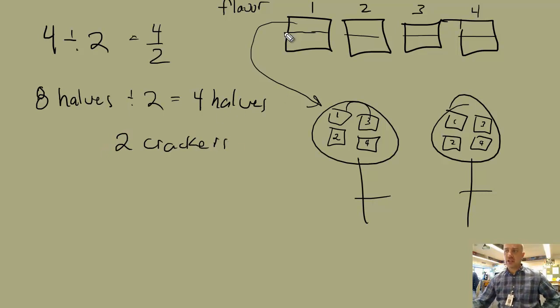But in order to do this, we had to cut them up before we divvied them up. And that's going to be an important thing. We originally started with 4 crackers cut into halves. Okay. Let's try something here. Let's take 5 crackers and divide them by 2. Let's do the same thing we just did, but instead of with 4, I want to do 5.